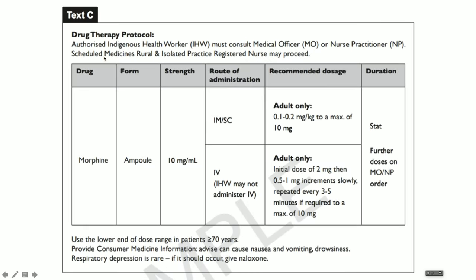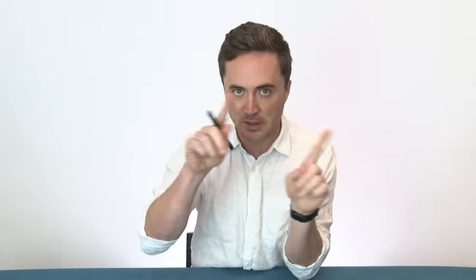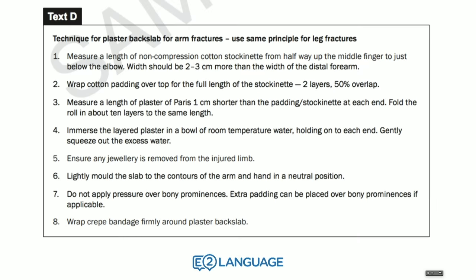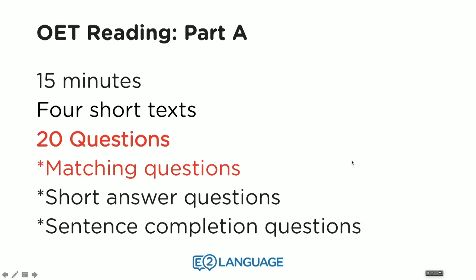Text C, drug therapy protocol, and this will also be related to fractures, dislocations, and sprains. But this is a distinctly different text. It's a table, and it's looking at the medication that you would deliver to somebody. Now just for your interest, there will always be one text that is sort of graphical or visual, like a graph or a table or a chart or something like that. So three will be text-based, one will be visual. And text D, well, this is the technique for a plaster back slab for arm fractures, and it's numbered. Okay, so there are the texts.